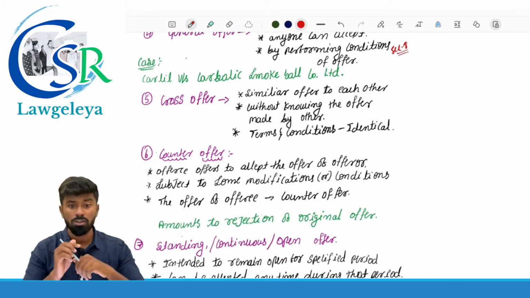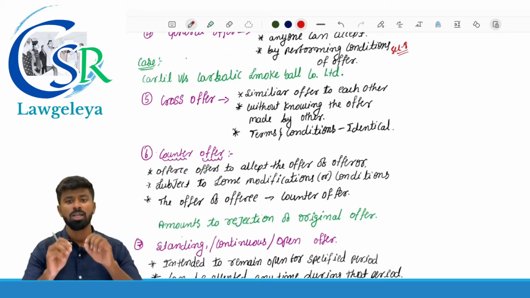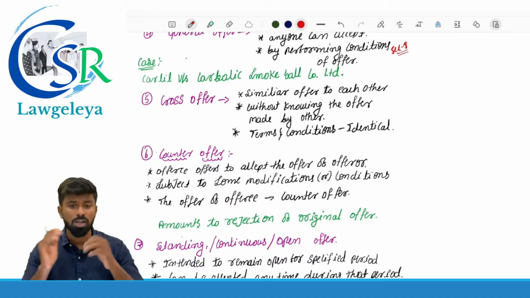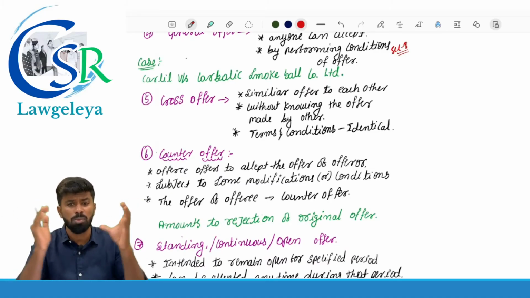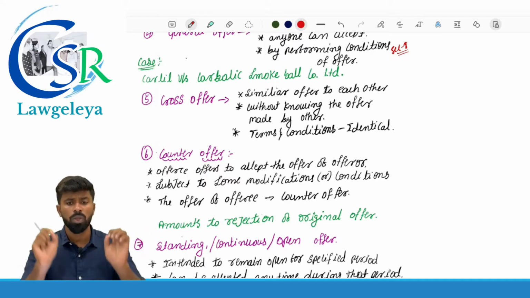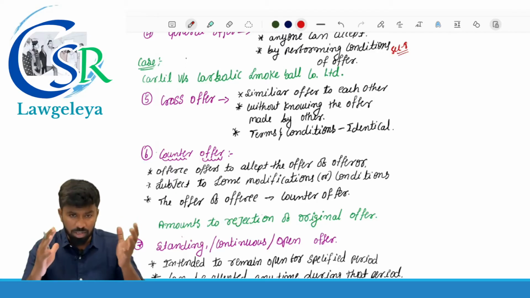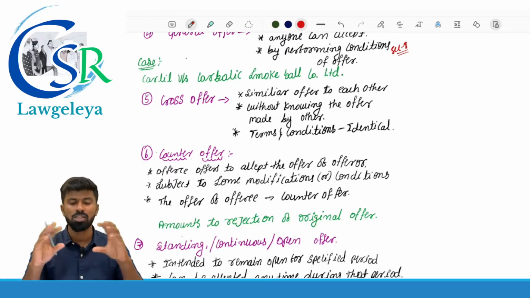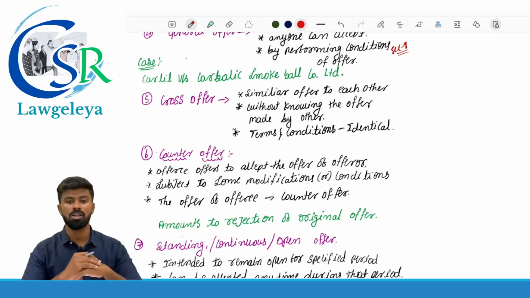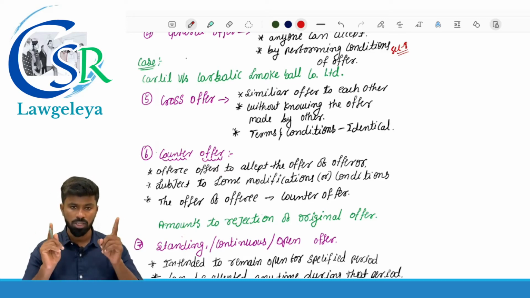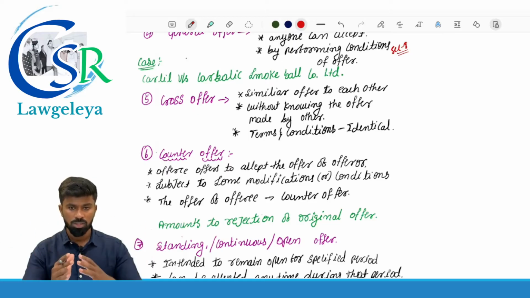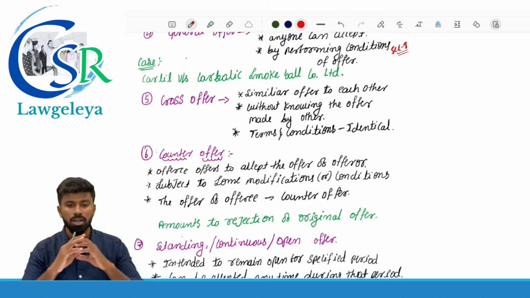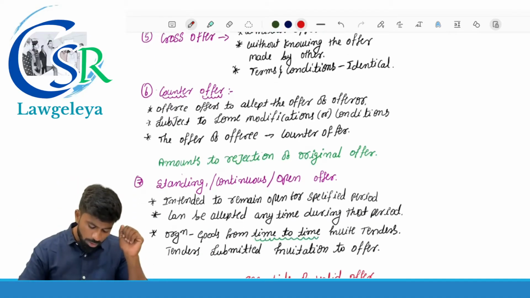Next one, cross offer. When I say cross offer, remember this word: similar offers by each party. When the parties exchange a similar offer to each other without knowing the offer of the other person and where the terms and conditions are identical, it is called as what offer? A cross offer. Cross offer takes place where there is a delay in communication, especially in case of offer by letters. What are the keywords? Similar offer to each other without knowing the offer made by the other party and the terms and conditions are identical.